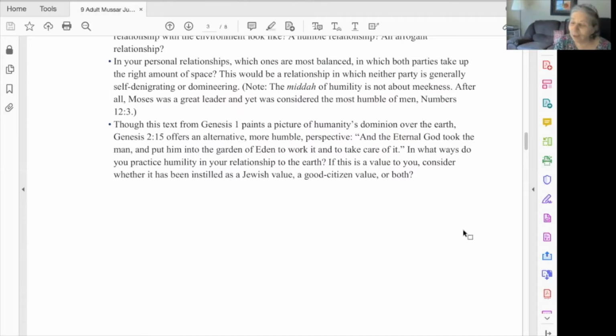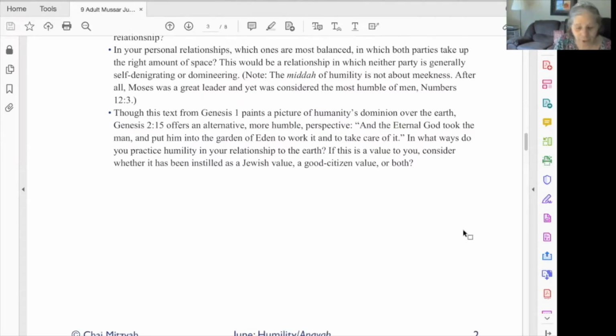Is it a Jewish value? Is it a good citizen value? Perhaps it's both. We go on next to text number 2.